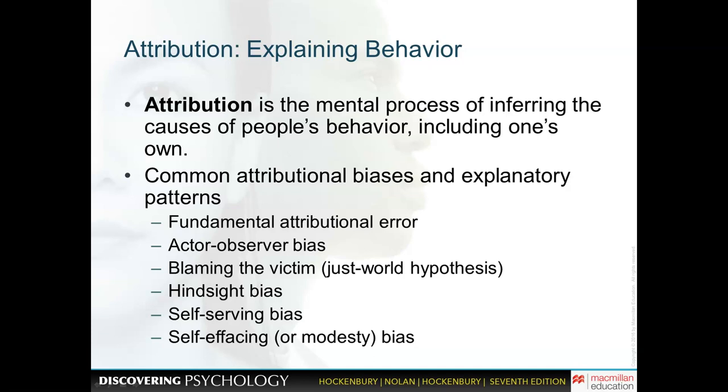The third type of bias is what's called blaming the victim. That's when we blame an innocent victim of misfortune for having somehow caused the problem, or for not having taken the steps that were necessary in order to avoid or prevent it from happening.